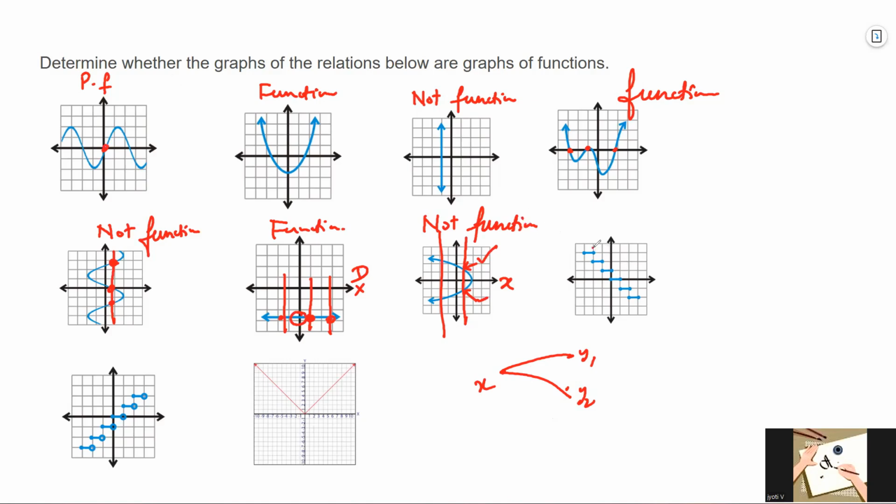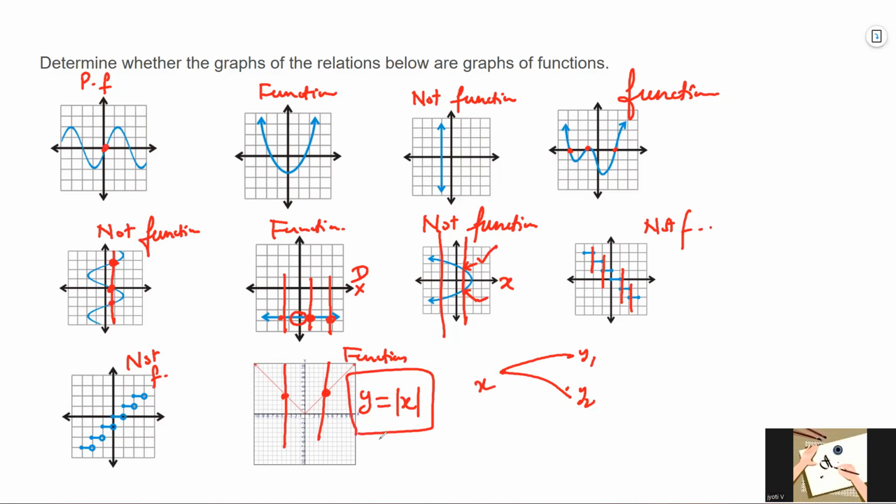In the next case, the vertical line test suggests that for a particular input, there is more than one output. So again, it's not a function. Very quickly, the other one is also not a function. But in this last case, when we draw vertical lines, they intersect the graph in one point. So it is a function. And if you have identified what kind of function, it is the absolute value function. So when you draw a graph of this relation, it turns out to be a function. I hope this data is useful.